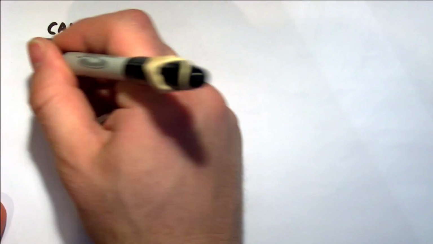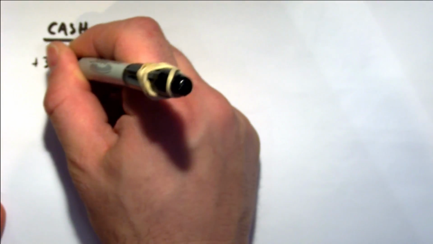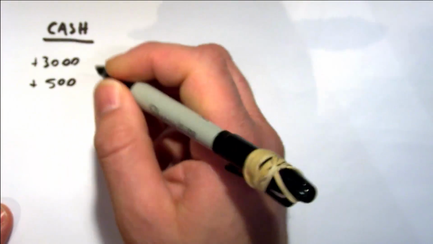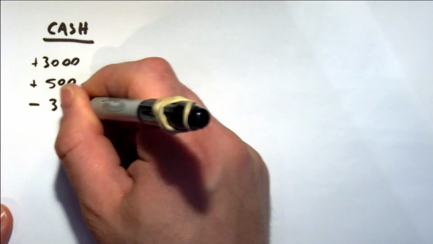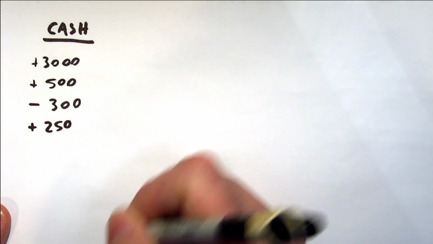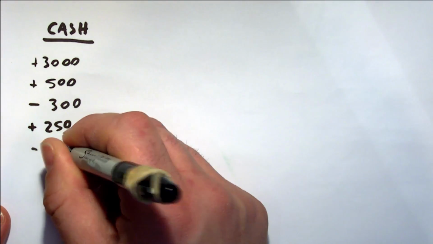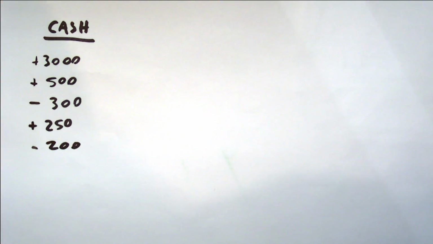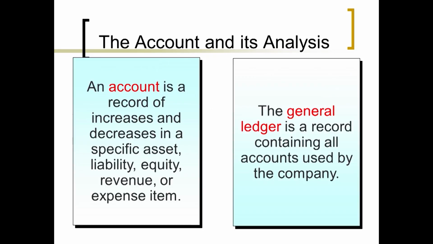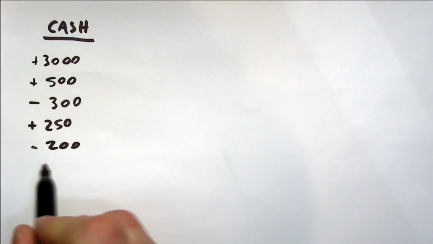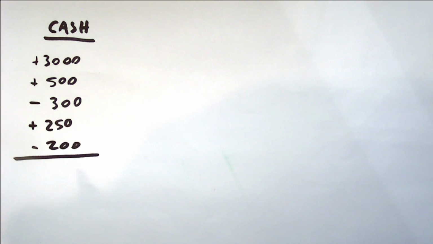And remember how we showed increases and decreases? Like we might say, well, it increases by 3,000, and then it increases by 500, and then it decreases by 300, and then it increases by 250, right? And then maybe, I don't know, it decreases by 200. I'm just making stuff up, right? Isn't that what it's saying as far as this is an item that shows increases and decreases? Right? And at any point, we can figure out what the balance of the account is, correct? What is the balance of that? Anybody?